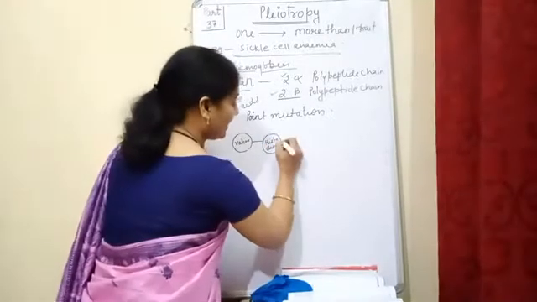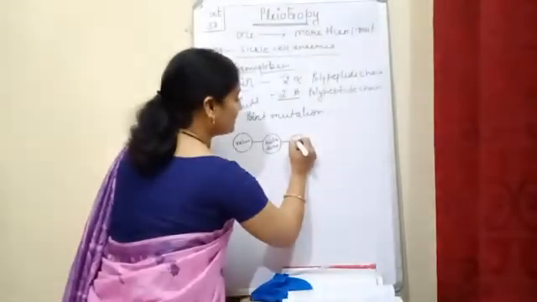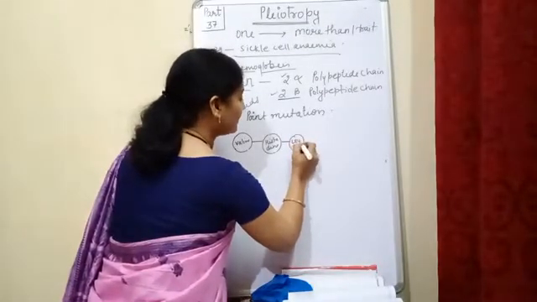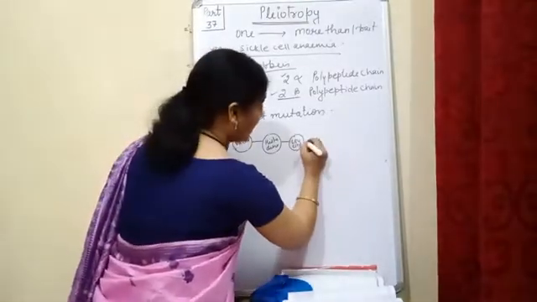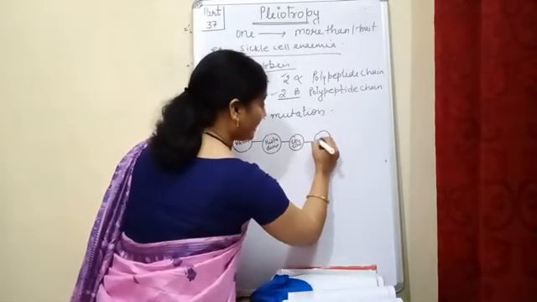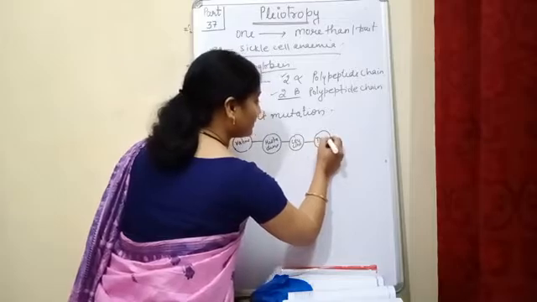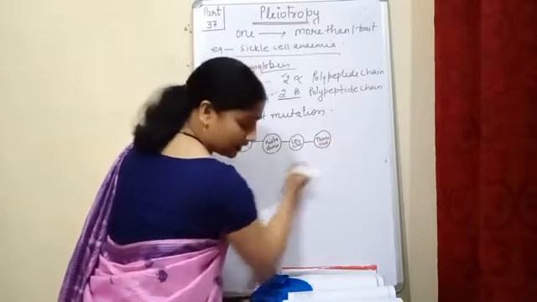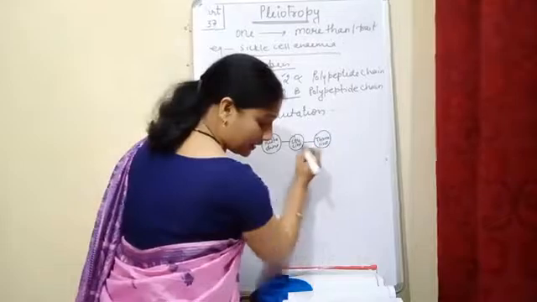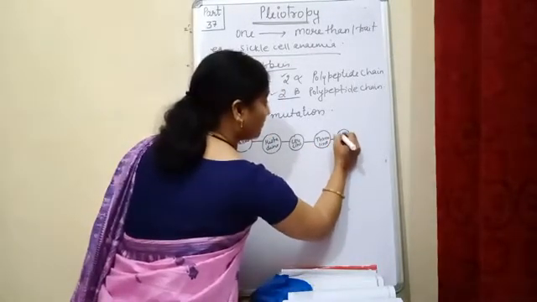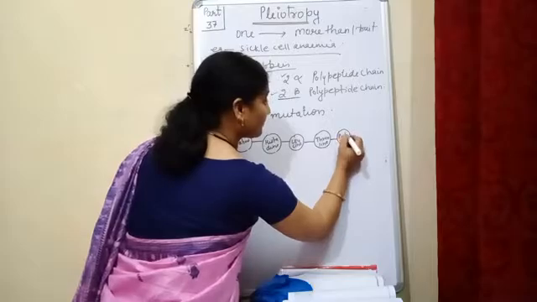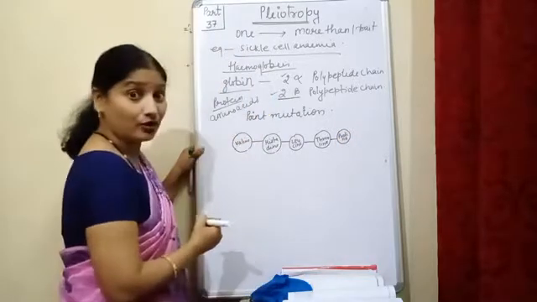Okay. Then at the third place, there is leucine. Now this is fixed, children. We cannot change. And then at the fourth place, there is threonine. And then we have proline. All these are the amino acids.